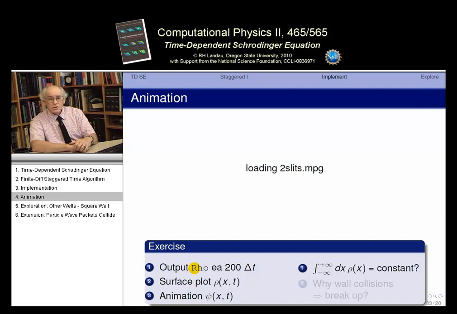And what you need to do is check how good is the integral of rho of x from minus to plus infinity. How constant is that? So for every single time that you output, calculate this integral. It's not hard to do. You can use Simpson's rule because the points are uniform rather than Gaussian quadrature. So just use Simpson's rule, just add them all up, and it should be constant to some high precision. And then try to answer the question, explain why the wave packet tends to break up into those little pieces when it hits the wall?